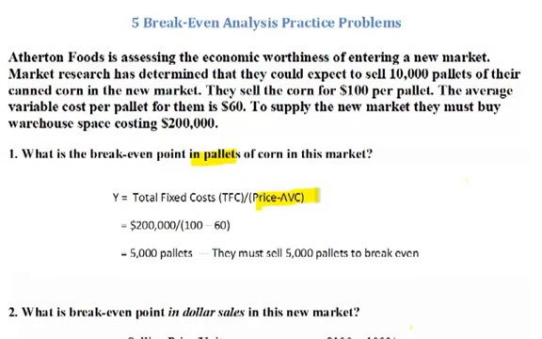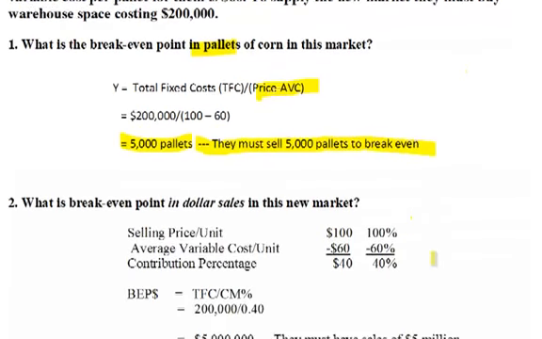So what we've really talked about here is, to pay off $200,000 of fixed cost, how many units do we need to sell where each one, after paying the variable cost, has $40 to help chip into the $200,000 fixed? The answer is 5,000 pallets. So they must sell 5,000 pallets to break even. 5,000 pallets, each contributing $40 to overhead and fixed costs, equals our $200,000. There's our first one. Not hard at all.